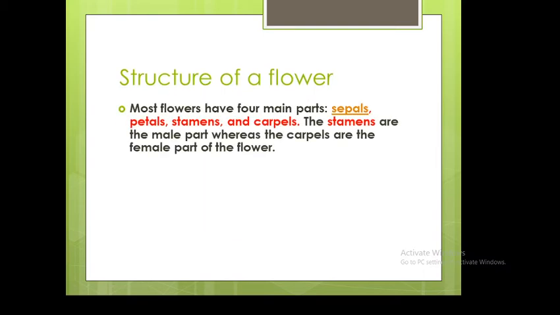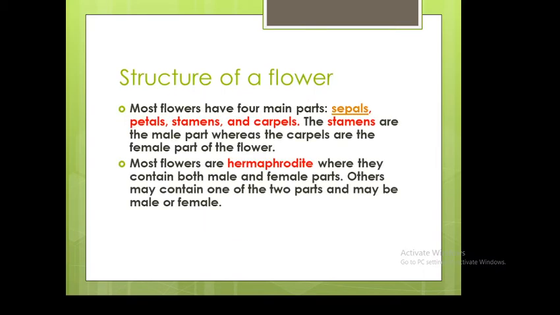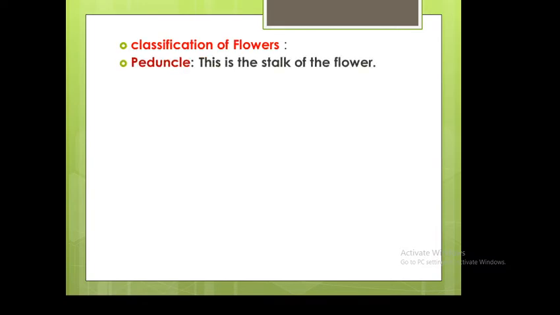Structure of a flower. It consists of sepal, petal, stamen, and carpel. Stamens are the male part and carpels are the female part. Most flowers are hermaphrodite. Hermaphrodite means that they have both male and female parts, as we saw on the diagram.